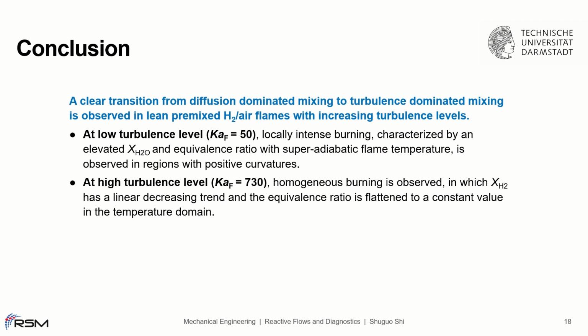Finally, we come to the conclusion. A clear transition from diffusion-dominated mixing to turbulence-dominated mixing is observed in lean premixed hydrogen air flames with increasing turbulence levels. Specifically, at low turbulence level, locally intense burning characterized by an elevated water mole fraction and equivalence ratio with superadiabatic flame temperature is observed in regions with positive curvature. At high turbulence level, homogeneous burning is observed, in which the hydrogen mole fraction has a linear decreasing trend and the equivalence ratio is flattened to a constant value in the temperature domain.